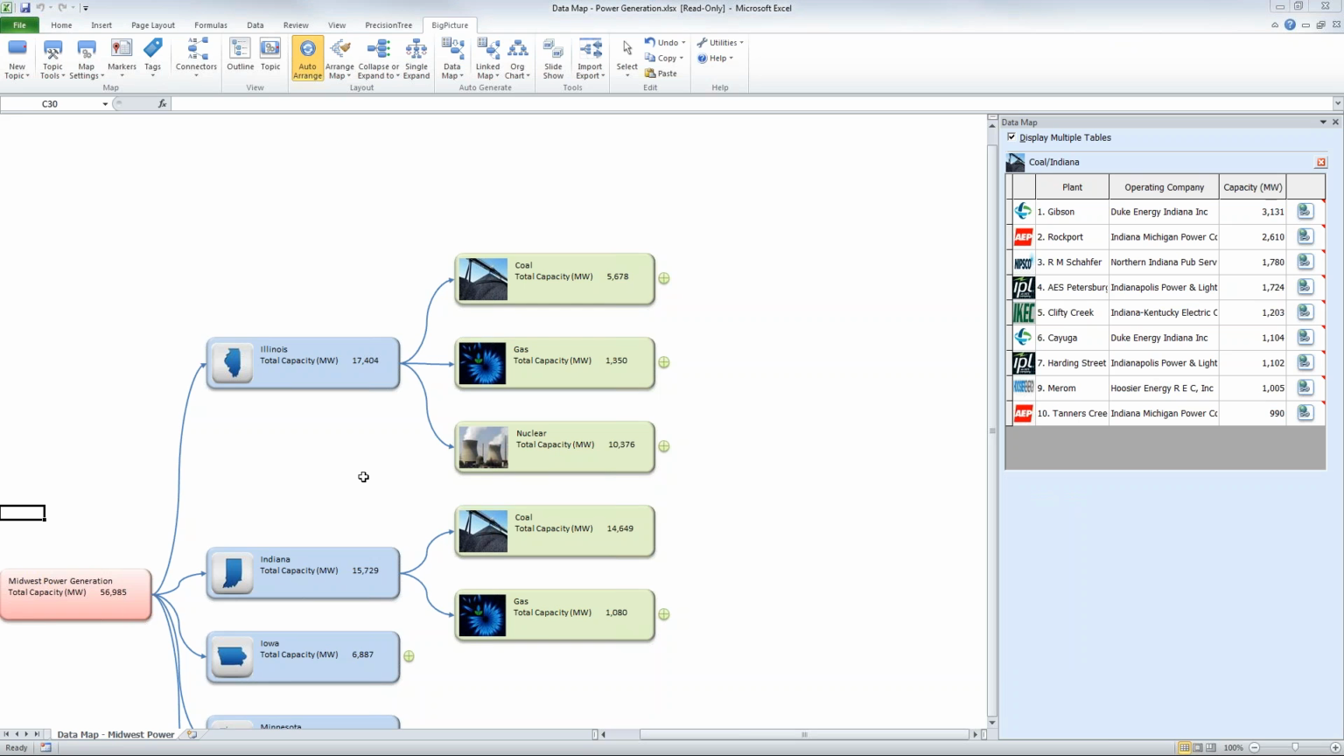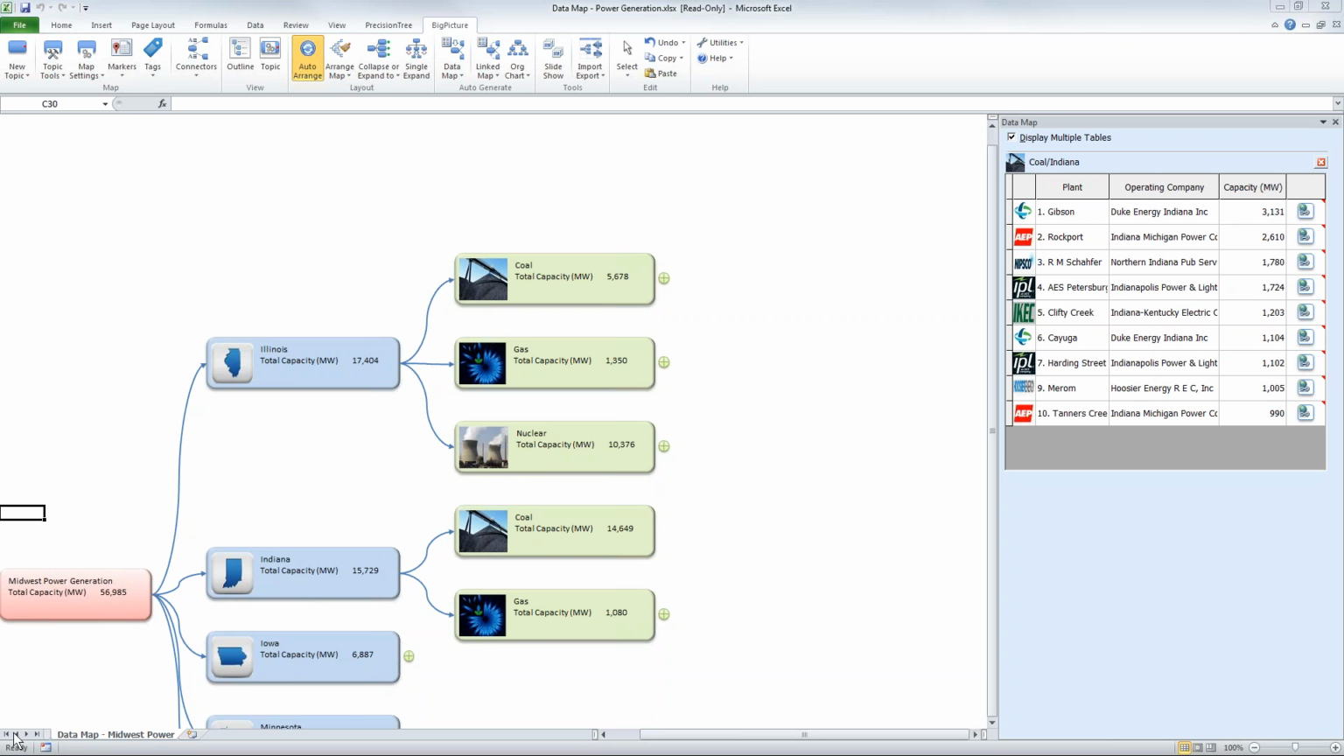When we look at the coal in Indiana, I had checked that one little spot and said I want you to roll up the calculation. So what it does is it takes all of these values, adds them up, and puts them as a total here. You see that 14,649. Then it takes 14,649 plus 1,080 and adds it up to be 15,729. And then all of the energy altogether becomes 57,000 here.